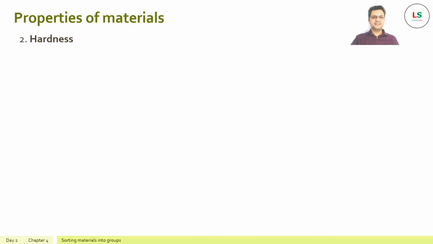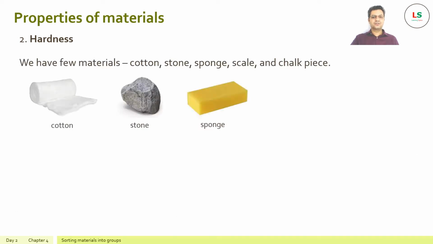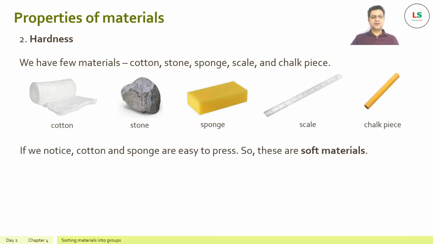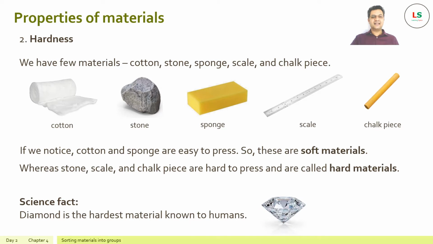The second property is hardness. We have a few materials: cotton, stone, sponge, scale and a chalk piece. If we notice, cotton and sponge are easy to press, so these are soft materials, whereas stone, scale and chalk piece are hard to press and are called hard materials. A science fact: diamond is the hardest material known to humans.